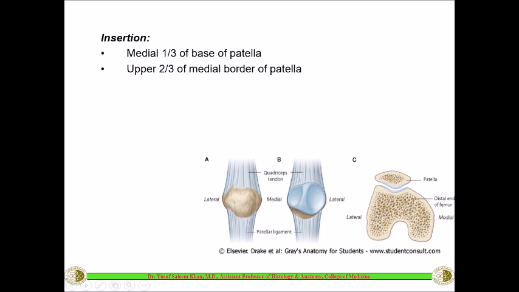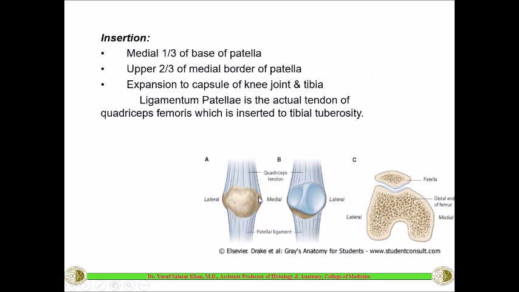This has a very important significance, that it prevents the lateral dislocation of the patella. Okay, that's the importance of being 2/3 inserted to the medial border. So it prevents the lateral dislocation of the patella. Usually whenever there is dislocation of the patella, it will be on the lateral side. So this muscle, vastus medialis, will prevent the lateral dislocation of the patella. Along with that, some of the fibers also go to the capsule of the knee joint. So this is the insertion of this vastus medialis.